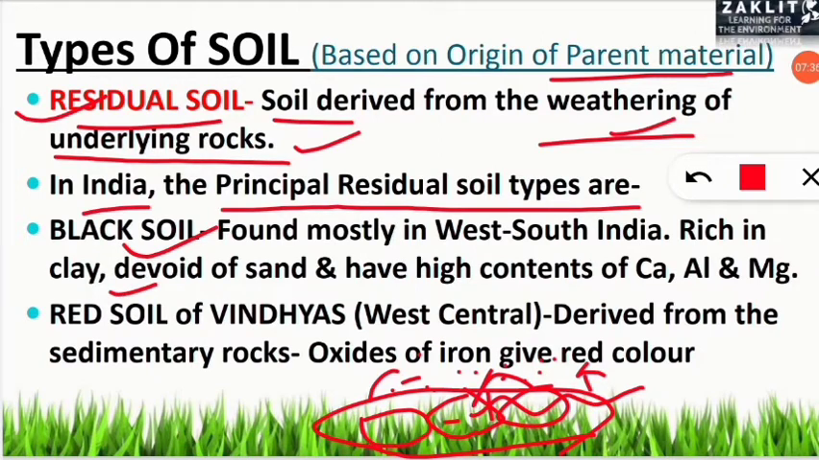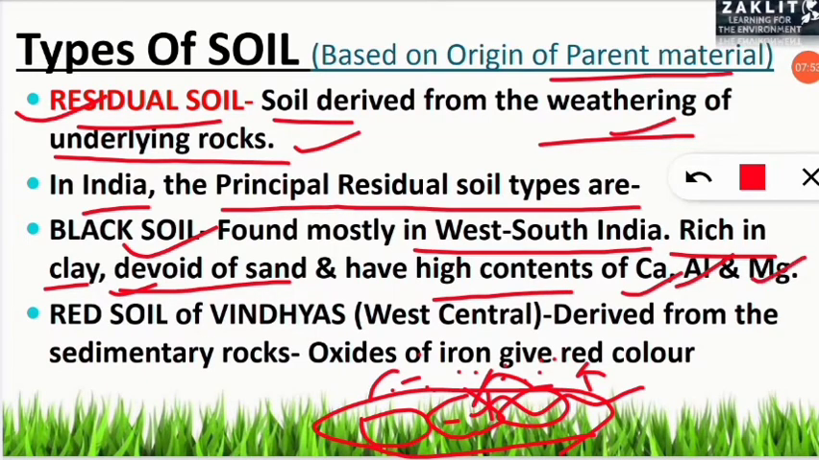Black soil is found mostly in West and South India. These two are the regions where most of the black soil is found, which is rich in clay and devoid of sand. The amount of sand in it is very low, and it has high contents of calcium, aluminium and magnesium. These are important nutrients for the plants. That's why it is present in West and South India and it is called black soil.